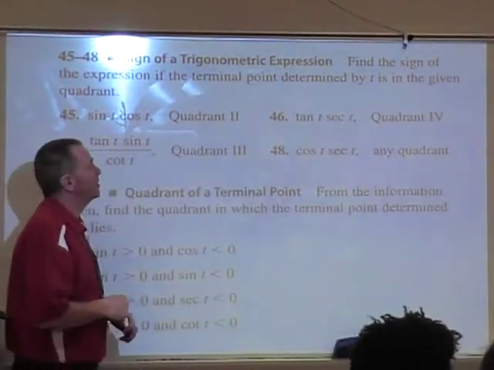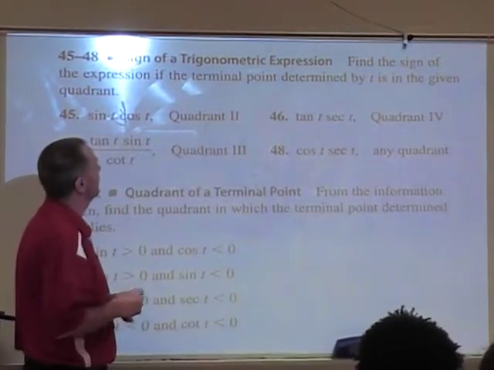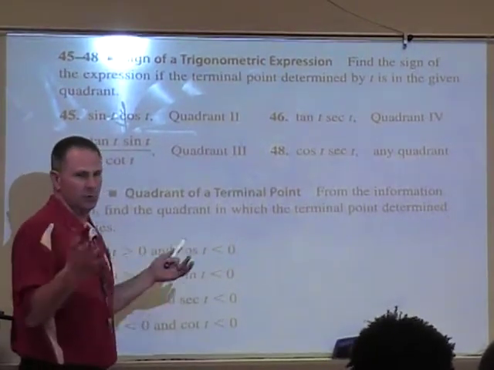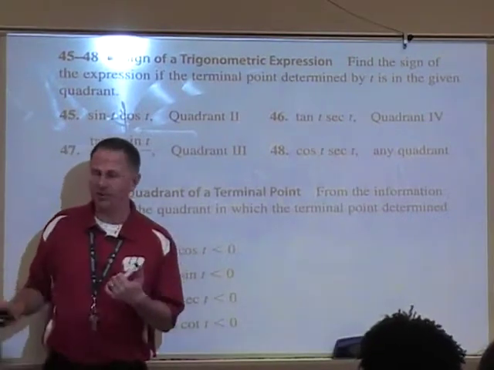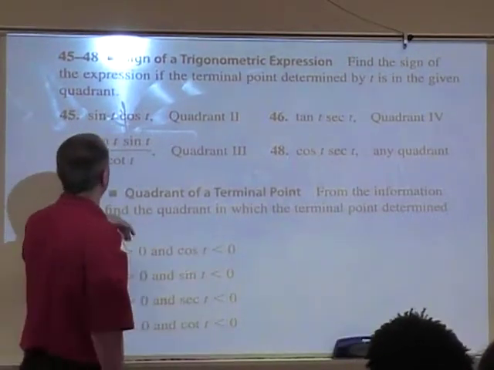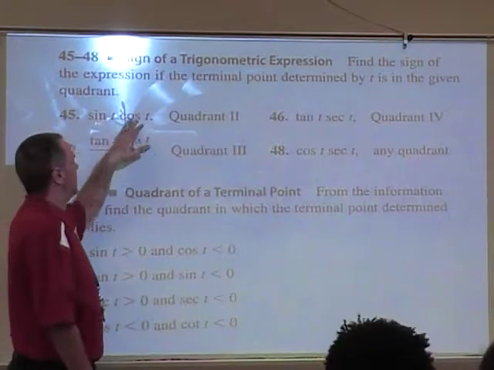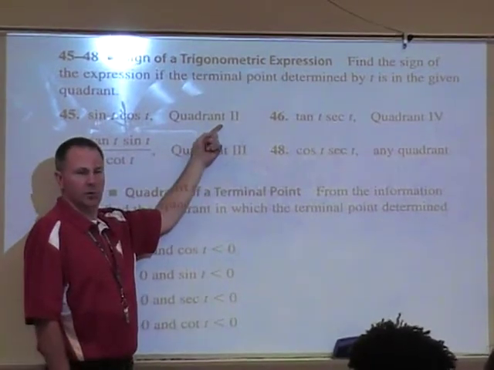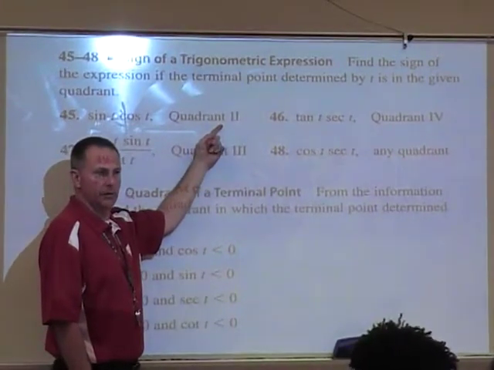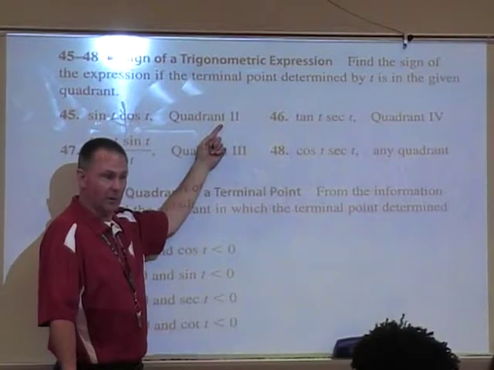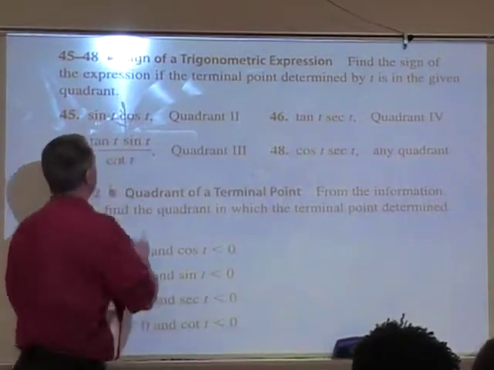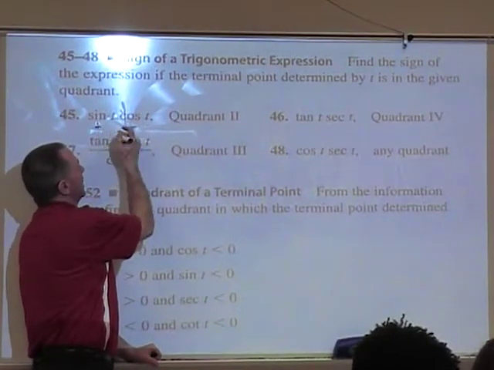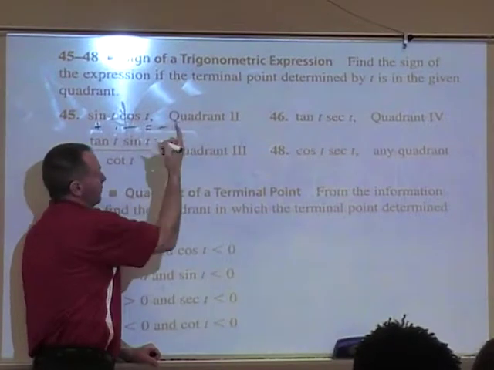Trigonometric expressions. Find the sign of the expression if the terminal point determined by t is in the given quadrant. Okay. So here what we're doing is operations with positive and negative values. So let me ask you something first. What is sine, y, and what is cosine, x? What's the y value in quadrant 2? Positive. And what's the x value in quadrant 2? Negative. What is positive times a negative? Negative. There's your answer.